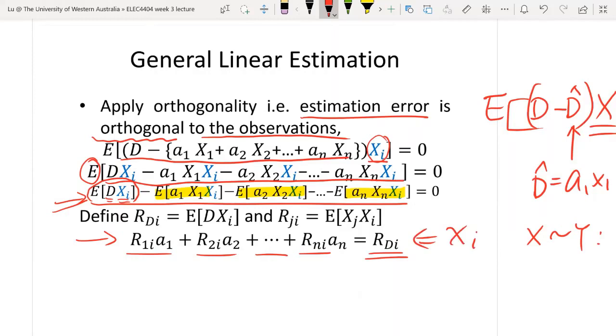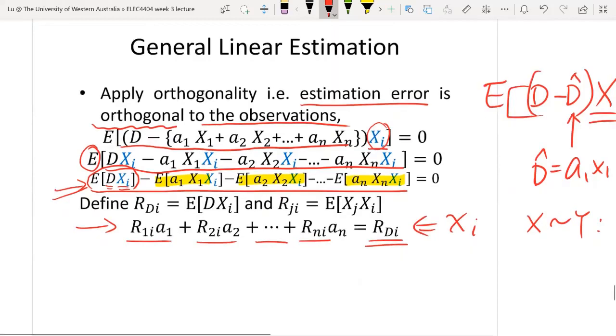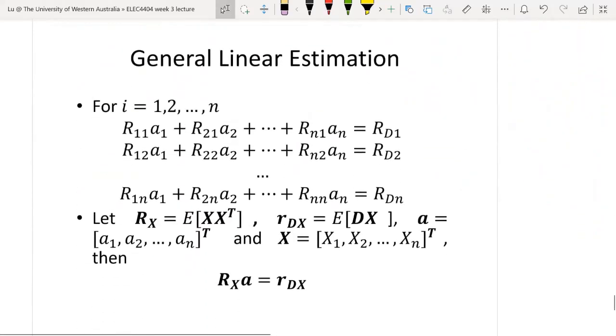If you repeat this for all the observation data, X1, X2 until Xn, you will generate a matrix. In other words, this is for X1, for X2 observation data, again, until you reach the Xn observation data. That is all true, the same thing, right? Then we can use a matrix format to organize these equations.